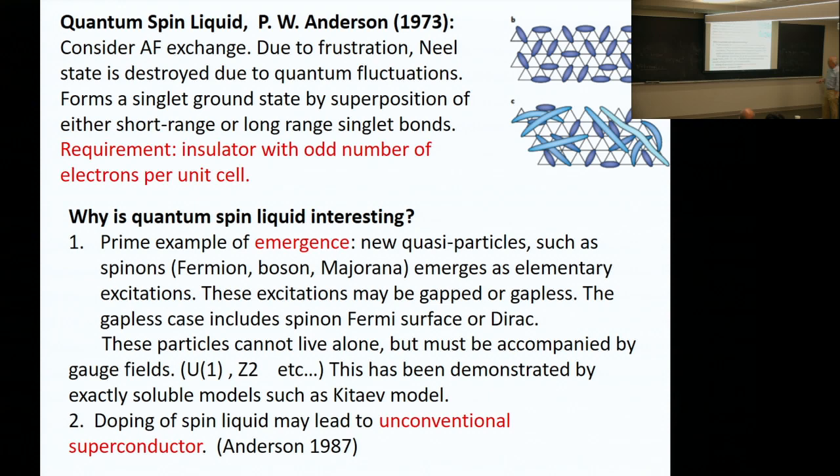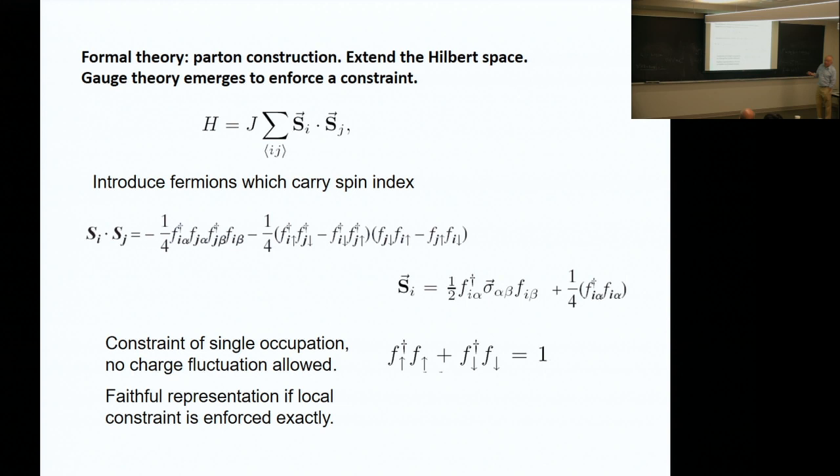Okay, so let's go through quickly the formal theory of how this gauge theory emerges. This is a very simple construction, and dates back already to the late 80s. This is sometimes called a parton construction, and the idea is that we extend the Hilbert space, and then the gauge field would emerge naturally to enforce a constraint. So let's start with a simple Heisenberg model. There's a local moment, a spin-one-half operator on each site. This would be quantum spin-one-half with some exchange interaction.